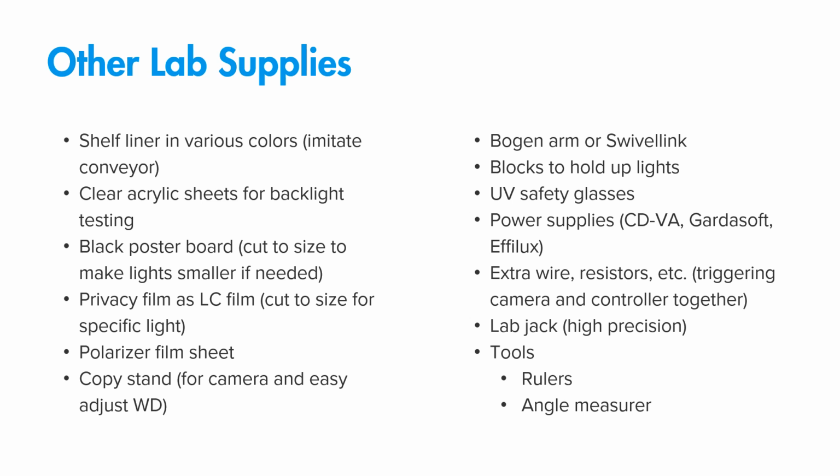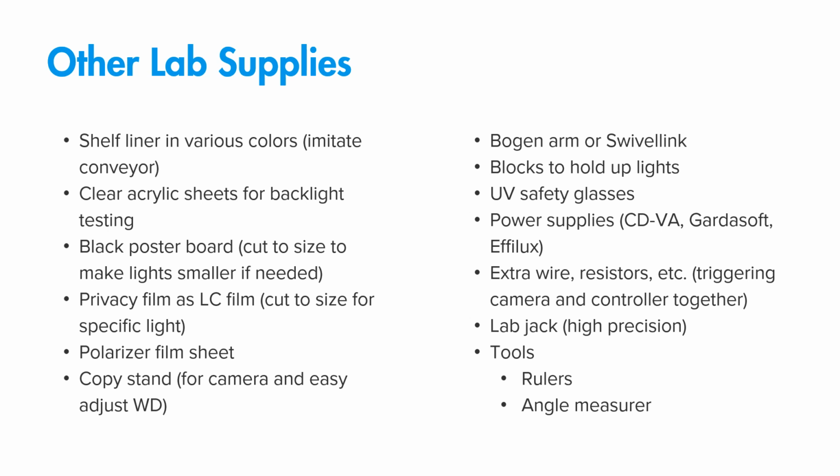Other things we have are the power supplies. This is different from controllers. The controllers are controlling the light. The power supplies are essentially just providing 24 volts and however many amps you purchase. So this would power the CDVA, the Gardasoft controller, or the FUlux lights. We also tend to use extra wires, resistors, stuff like that. This is mostly for when we're trying to connect the triggering of the camera to work in synchronization with the controller. A lot of times that's for high-speed applications, but it does come in handy a lot.